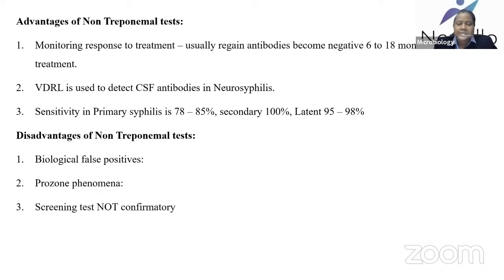The non-treponemal test is only a screening test and it is not a confirmatory test. Suppose the patient comes positive with a non-specific test, it has to be confirmed with a treponemal test. If he is positive by a non-treponemal test and negative by a treponemal test, that means it is a biologically false positive. So it's only a screening test and it is not a confirmatory test.